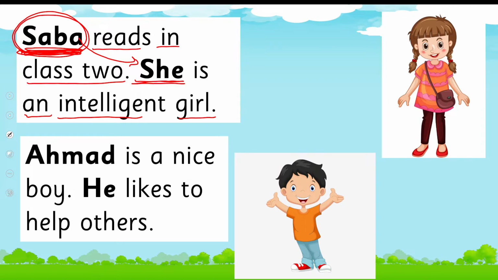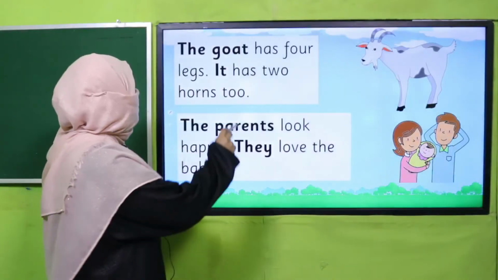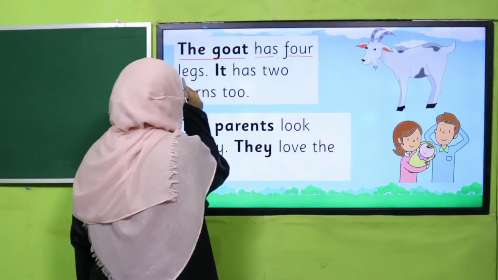Right? Now in the second example, Ahmad is a nice boy. Now this is a naming word, we know. In the second sentence, instead of writing Ahmad again, we'll use he likes to help others. Now this he is a substitution word for Ahmad. And why have we used he? Because Ahmad is a boy. So when we replace a girl's name, we use she as a substitution word. And when we replace a boy's name, we use he as a substitution word. Understand? Okay. So the next example is, the goat has 4 legs.